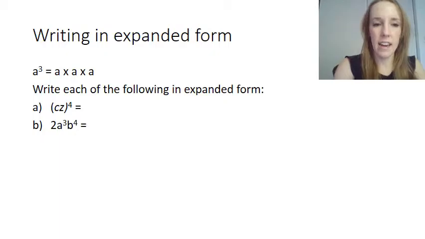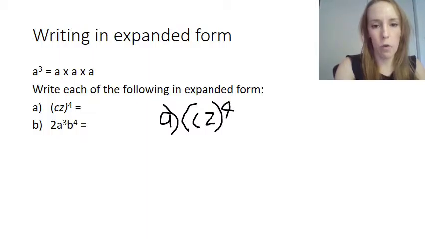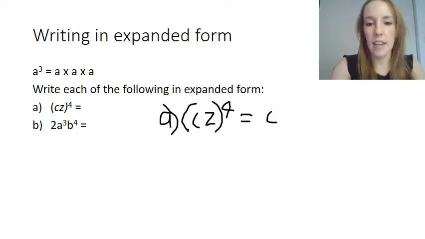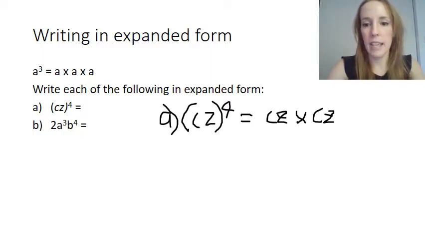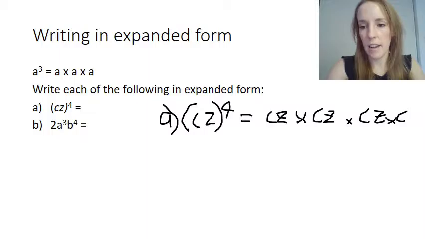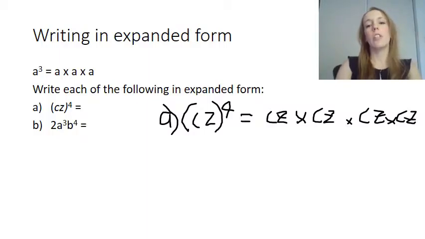So to write that in expanded form, we'll do a first. We'll have cz to the power of 4 equals, so all that means is c times z times c times z, I'll just put a little line through my z's to make them different from my t's, times c times z times c times z. So it's just cz times cz times cz times cz. So just written out 4 times there.